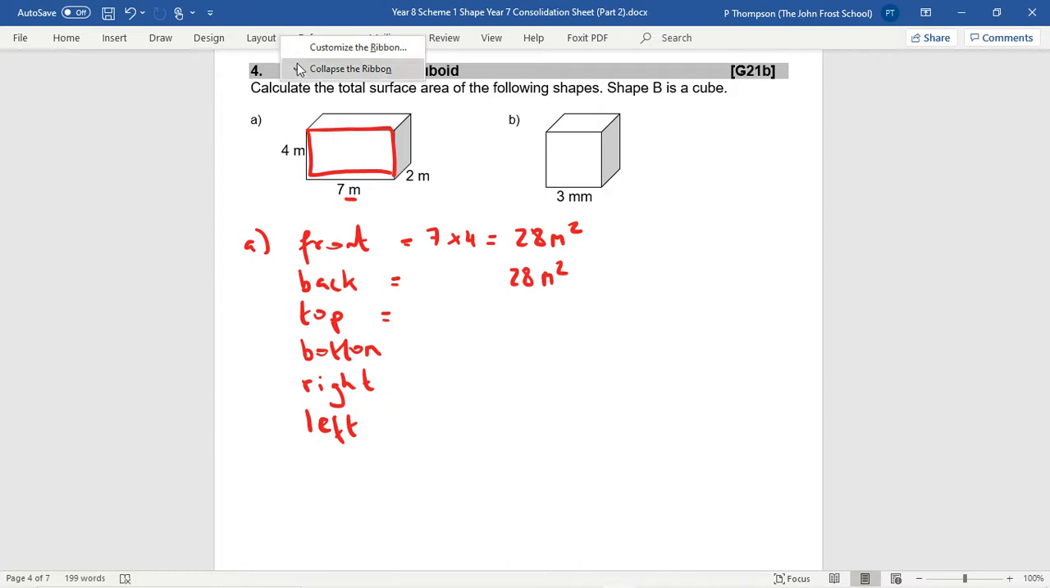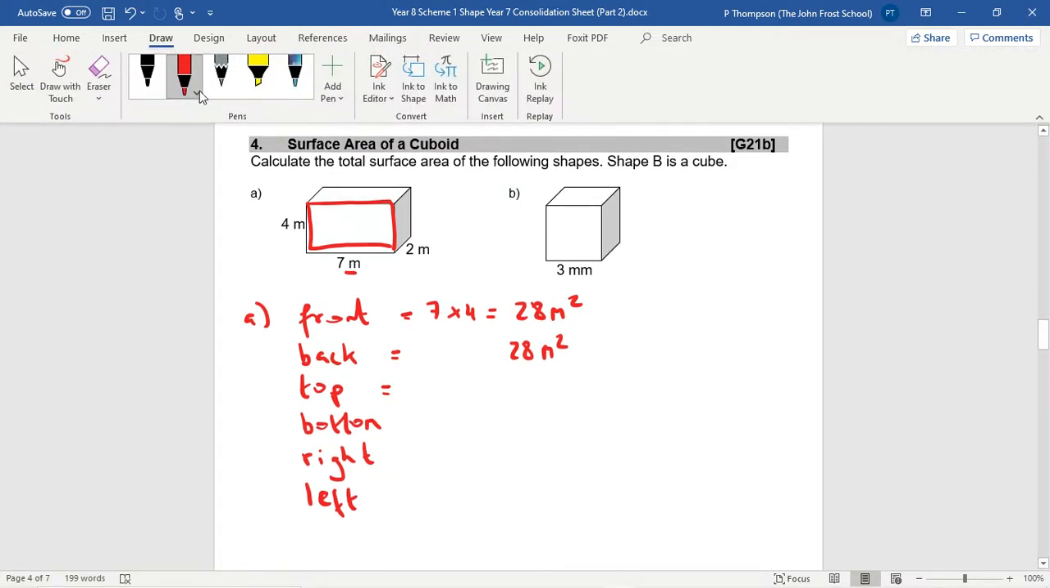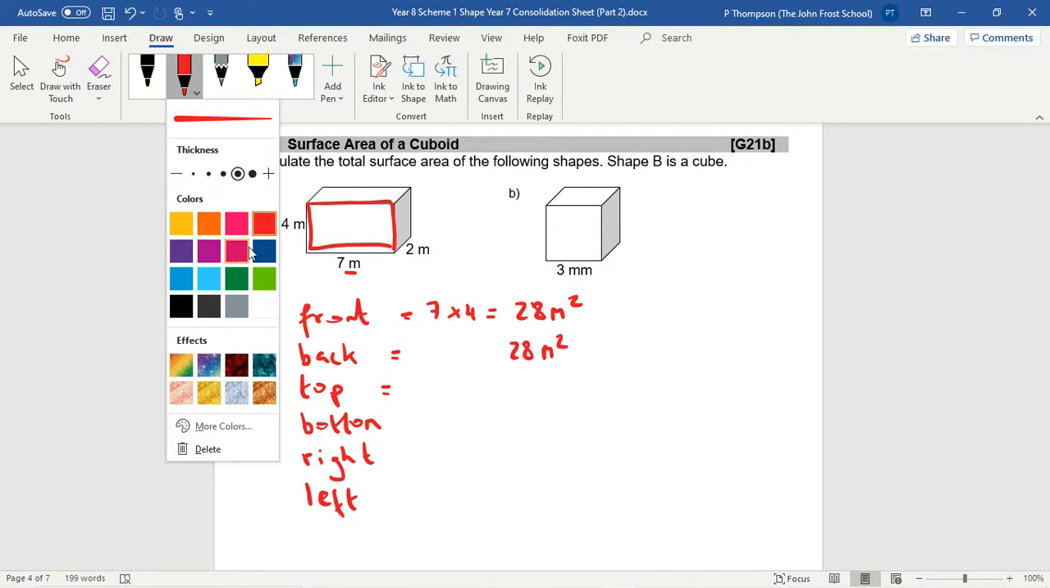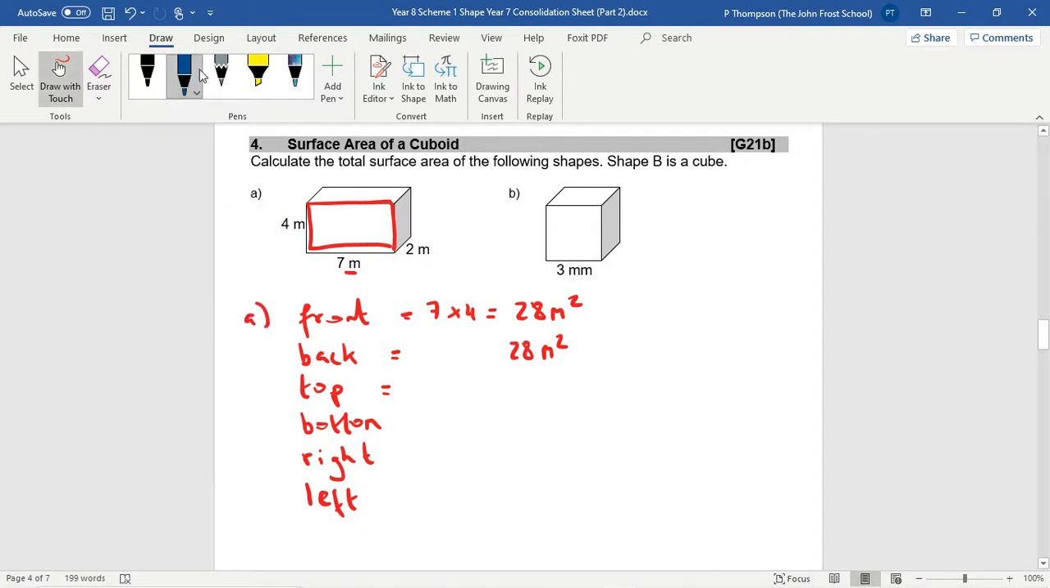The top, let me try and get a different color up here. I'm sure I can if I just pick the right. Yep. First I'll go for blue. So with the top, here's the top. The top is this blue shape here. It's still a rectangle, and hopefully you can see that it's going to be 7 long, and that's going to be 2 there. So it's 7 times 2, which is 14 meter squares, and the bottom's the same as the top, so it will also be 14 meter squares.